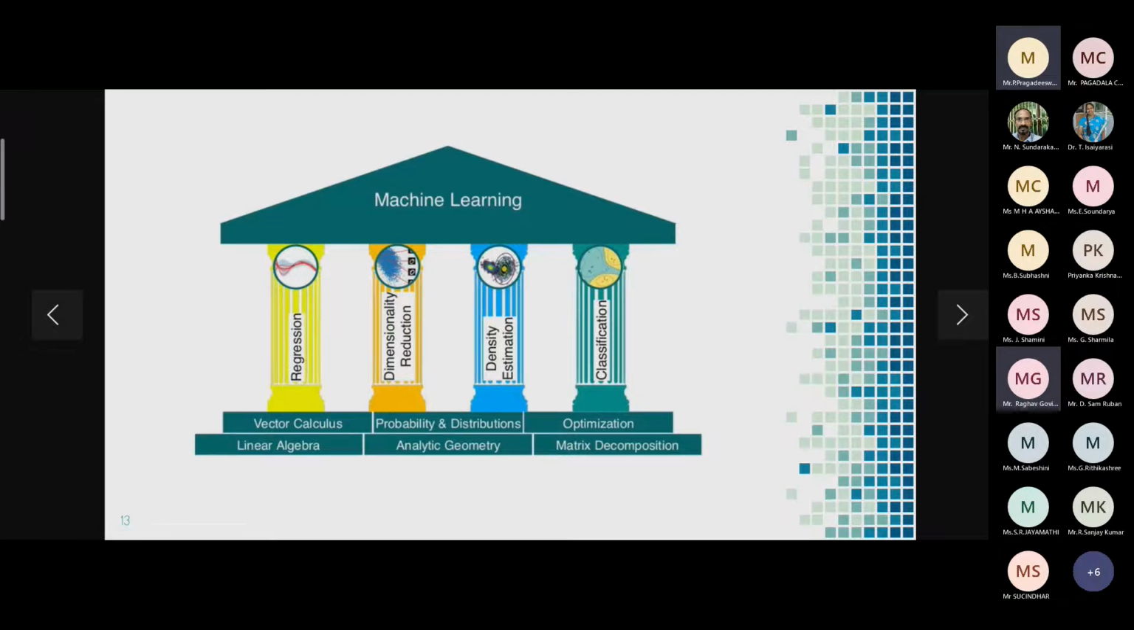One is regression, another is dimensionality reduction, density estimation, and classification.